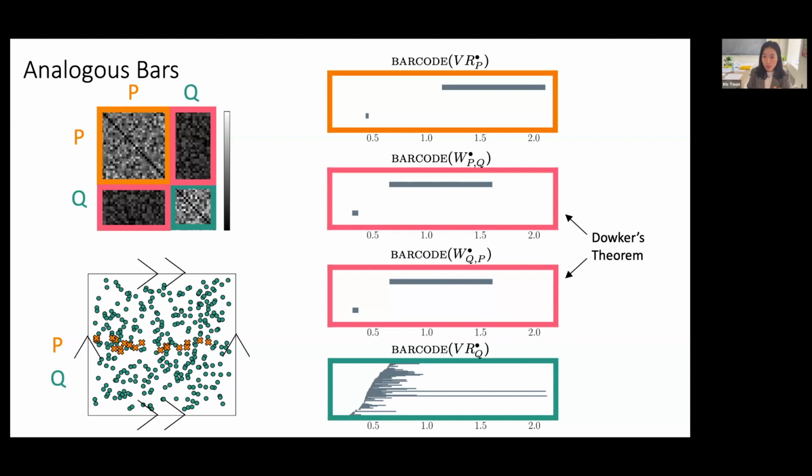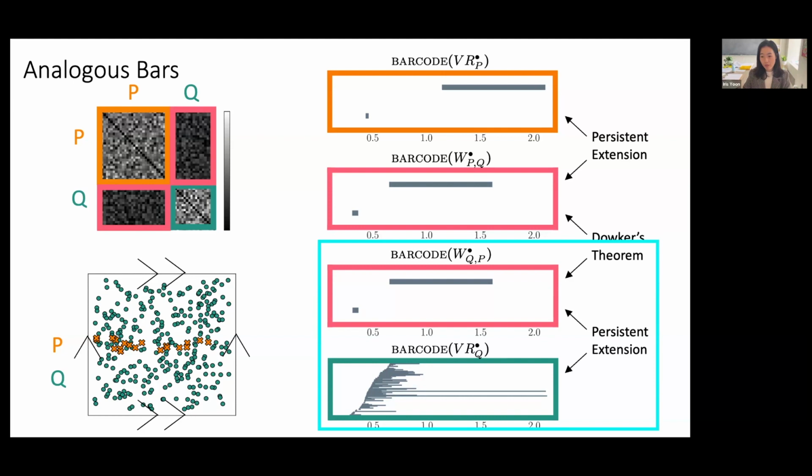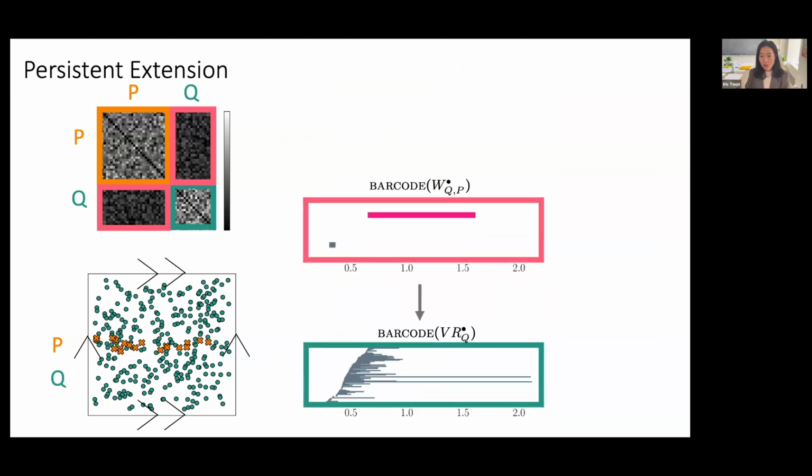Then to compare the witness barcodes in pink to the Vietoris-Rips barcodes on the top and bottom, we use a method called persistent extension, which we developed for this purpose. I'll come back to this slide at the end, but for now, let me focus on what persistent extension does, because this is where a lot of the technicality lives. The goal of persistent extension is, given a bar in, let's say, the witness barcode highlighted here in pink, to understand how this is represented in the Vietoris-Rips barcode downstairs.